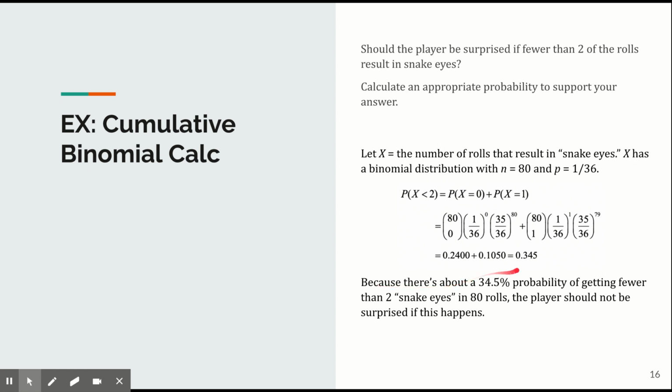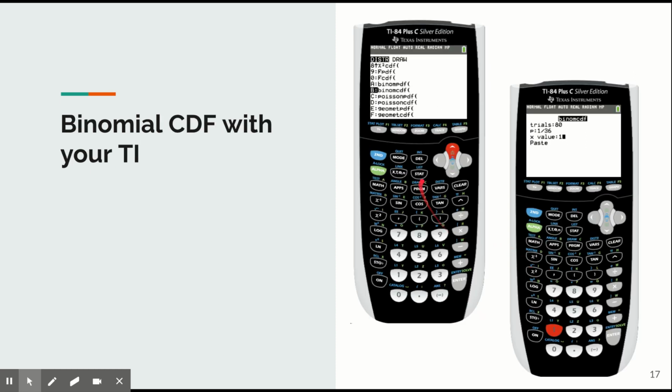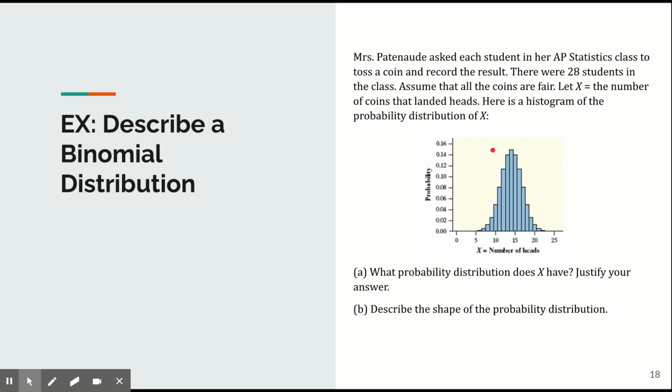All right, so to get this value on your calculator, you would go to second distribution again, and then binomial CDF. C stands for cumulative. That's option B on your calculator. Again, 80 trials. P, the probability of success, is 1/36, and X is going to be 1 because that's 1 or less successes. All right, so this could be the probability of 0 plus 1 success, and we get that answer that we got on the last slide.